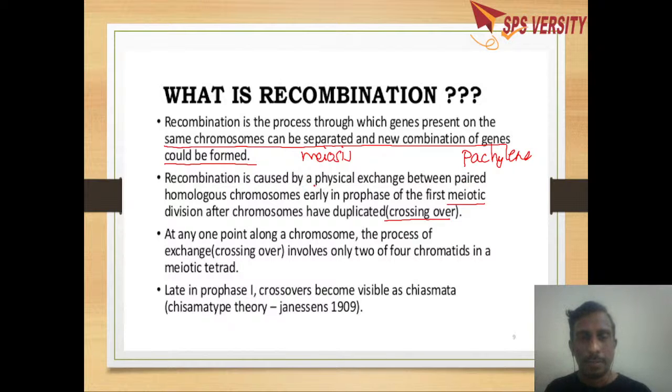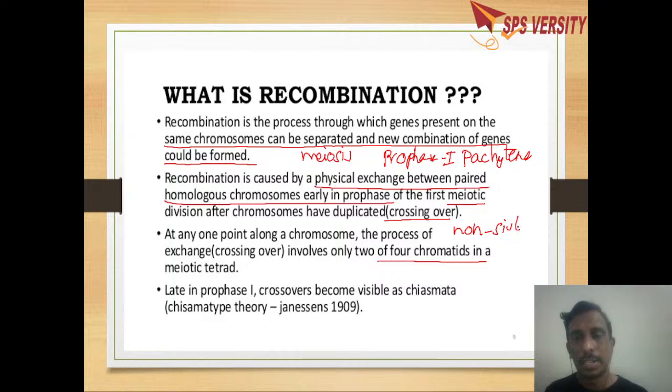That is, the physical exchange between paired homologous chromosomes in prophase, that is, pachytene, a substage of prophase 1, where crossing over takes place, which is a very important event. At any one point, the crossing over takes place between two non-sister chromatids. Crossing over always takes place between non-sister chromatids of homologous chromosomes.